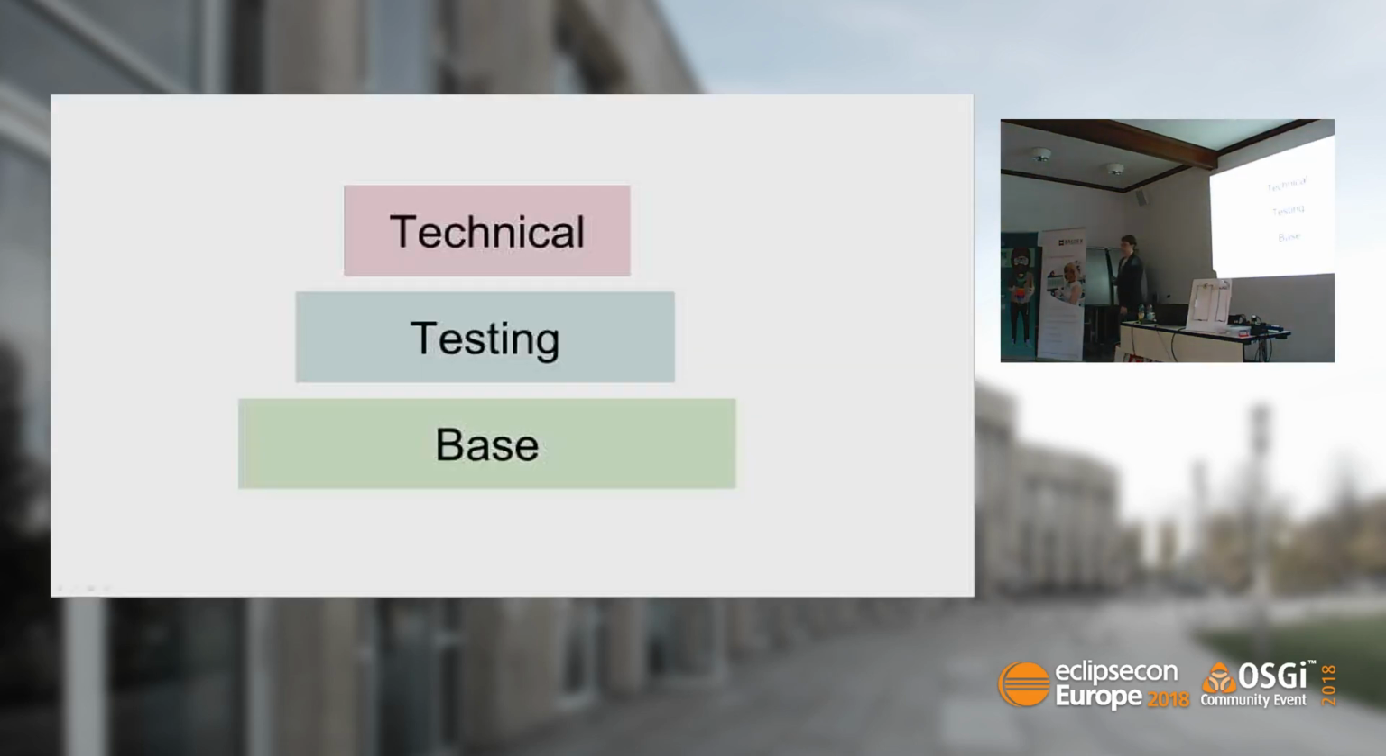The solution I came up with for myself is I just started. That looks really bad on this projector. Okay. We have 3 layers of skills, and they build on top of each other. We have what I consider basic skills, we have testing skills, and we have technical skills. And all of those are needed for testing in the IoT.